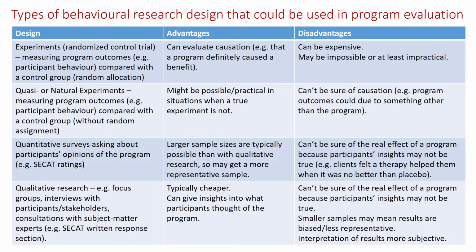And what you would do is compare that with some control group, where the crucial thing here is that whether people end up in the control group or in the treatment group or in the program group, that allocation has to be completely random. And that's very important because that leads us to the main advantage of using this sort of experimental design, which is that you can evaluate causation. You can make statements that this program definitely caused this benefit.